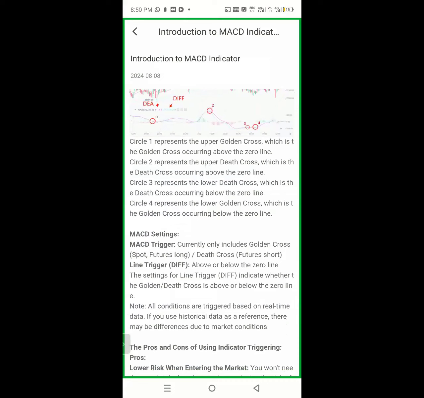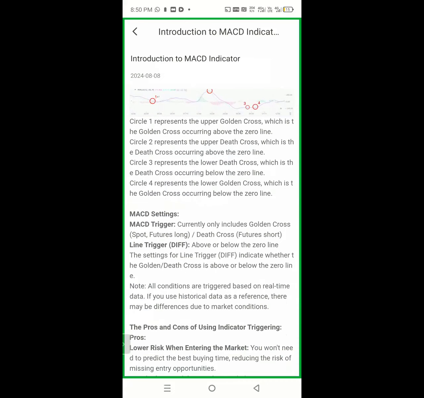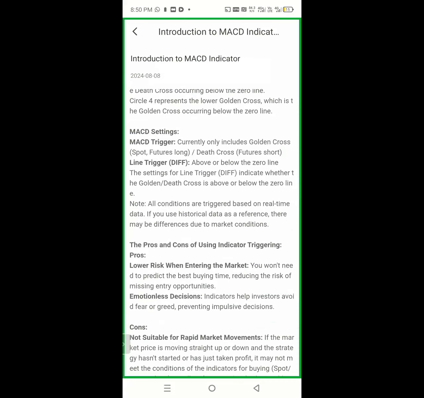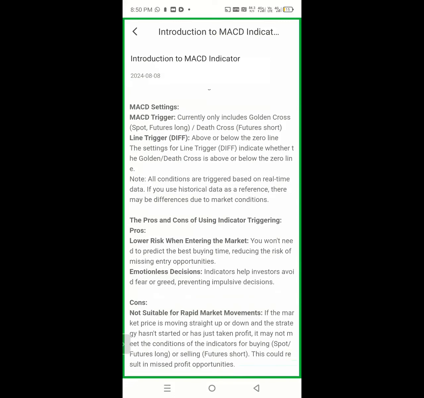So let me see. What we just explained is what they also explain: the pros and the cons of using indicator triggering. I think we all know this one: lower risk when entering, the importance of using it. It lowers risk when entering the market. If that golden cross does not happen, your robot will not start that long trade. So it lowers your risks when entering the market.